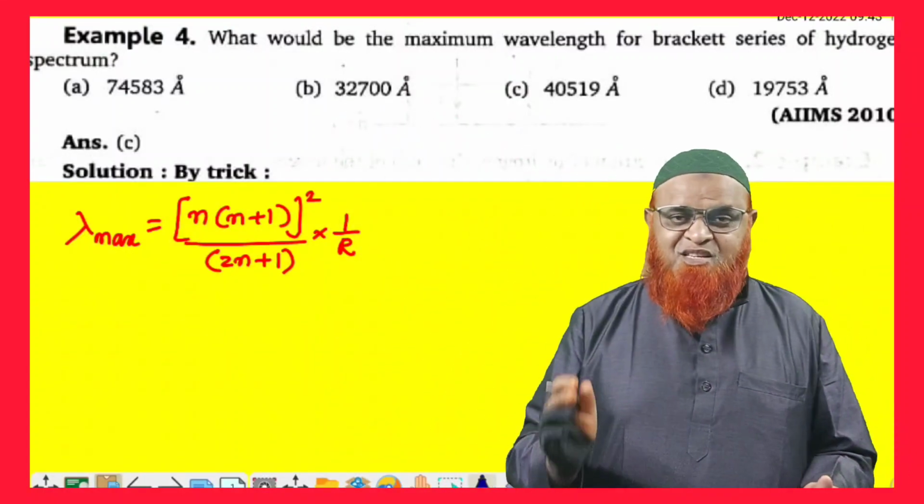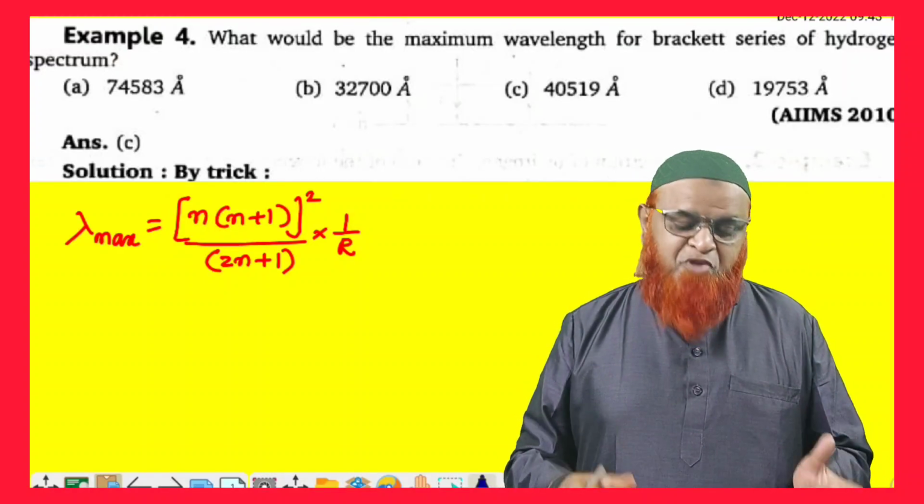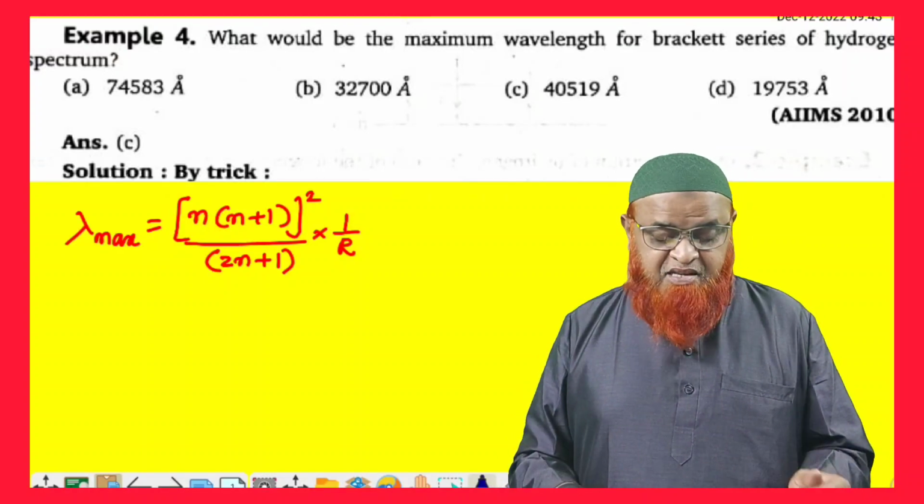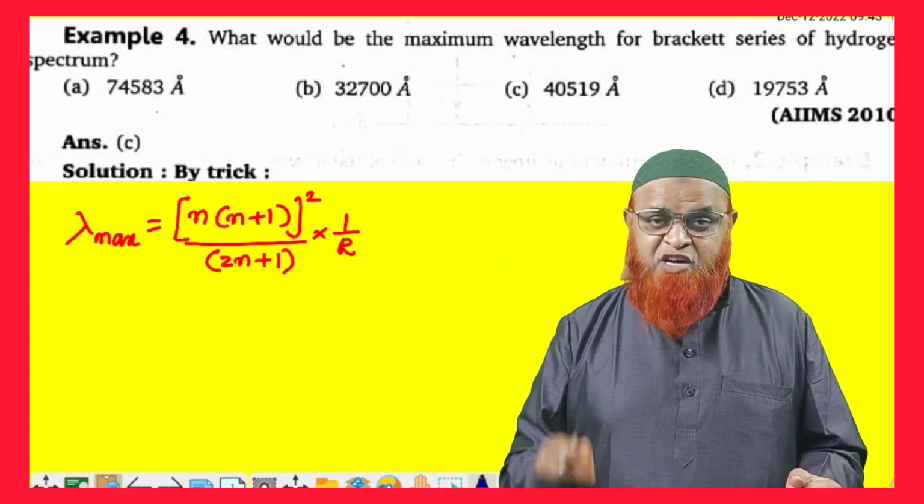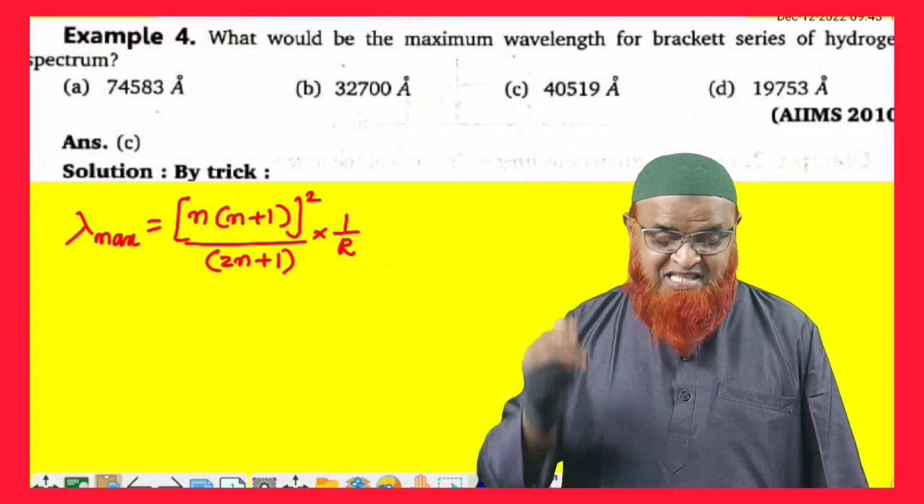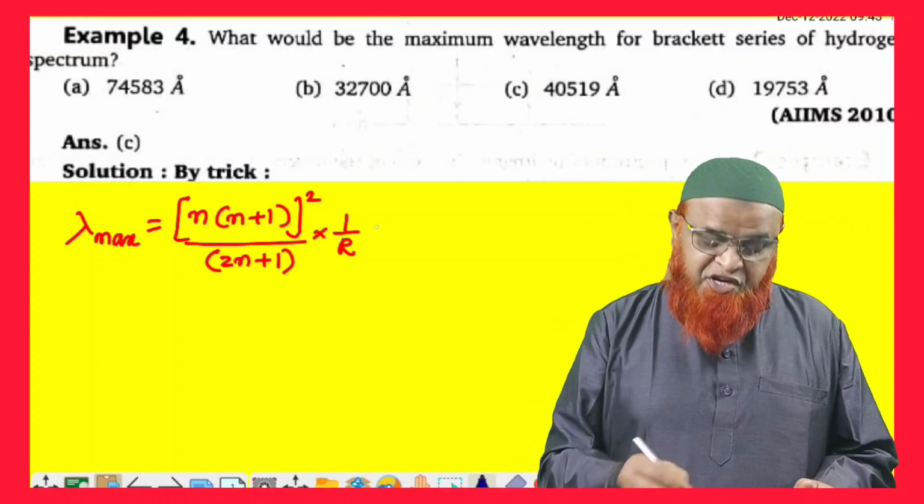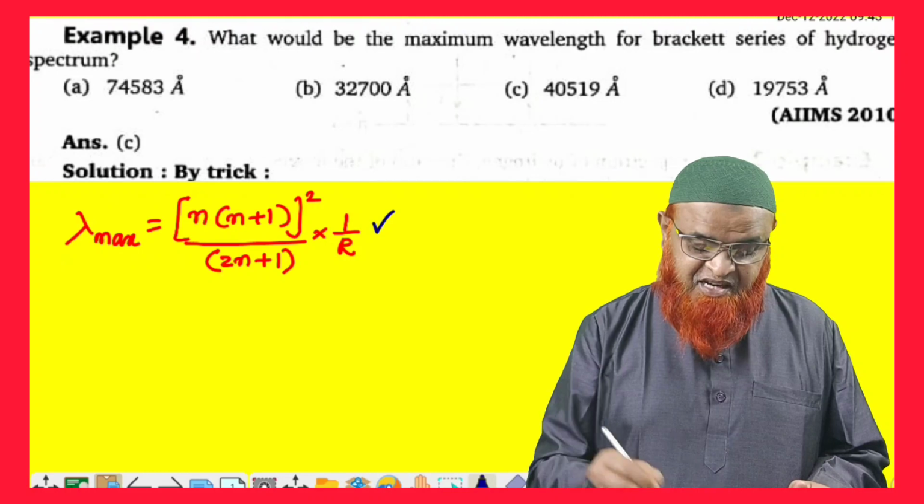Okay, my dear students, let us solve this problem in a simple shortcut method. This is a problem from atoms. It's asking us to find the maximum wavelength for the Brackett series. So how are you going to find the maximum wavelength for the Brackett series for the hydrogen spectrum? This is going to be the shortcut formula which I have written here.